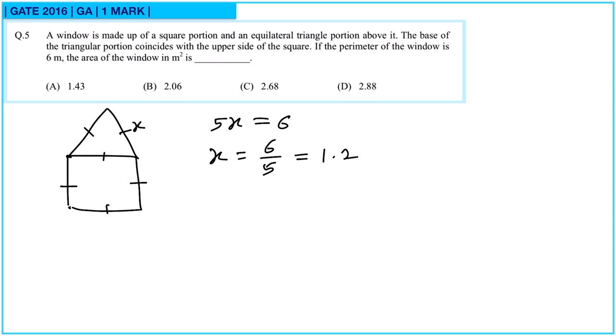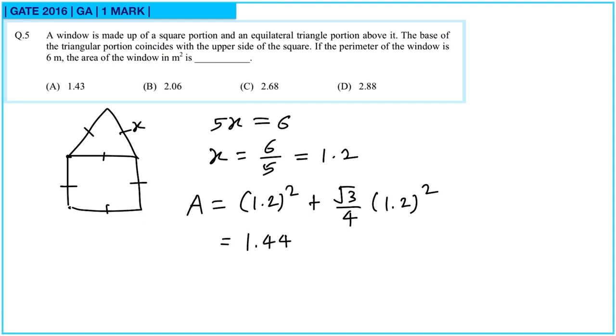And now we have to calculate area of this window. Area contains two parts. One is square and one is equilateral triangle. Now area of square is side square, so that is 1.2 square plus area of equilateral triangle is root 3 by 4 into side square. So that is 1.2 square. So this will be equal to 1.44 in bracket 1 plus root 3 by 4. And we know value of root 3 is 1.732. If you put that value in here, then this area comes out to be 2.06. So option B is correct.